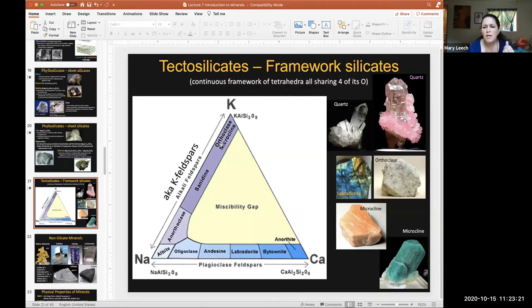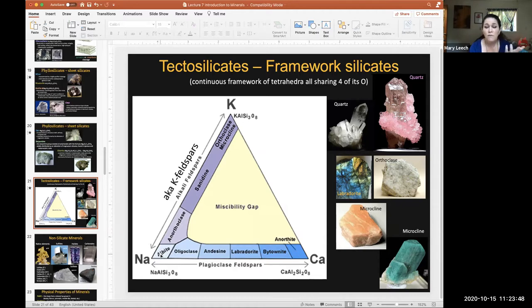So orthoclase and microcline are on this potassium end. That's these three here. Labradorite's right here. So it's a mixture of calcium and sodium in it, but that's a plagioclase. So these are all the plagioclases and they get different names. And I'm kind of showing you this also in case you run across those different feldspar names, then you know where to go to look them up.